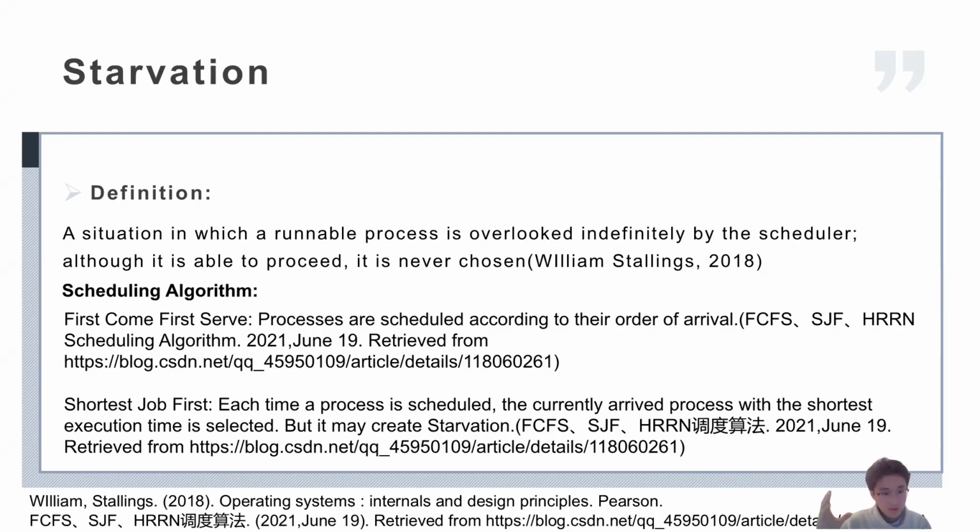The first is first come, first served. This means processes are scheduled according to their order of arrival. And the next one is shortest job first. Each time a process is scheduled, the currently arrived process with the shortest execution time is selected, but it may create starvation. So it's not a good method.